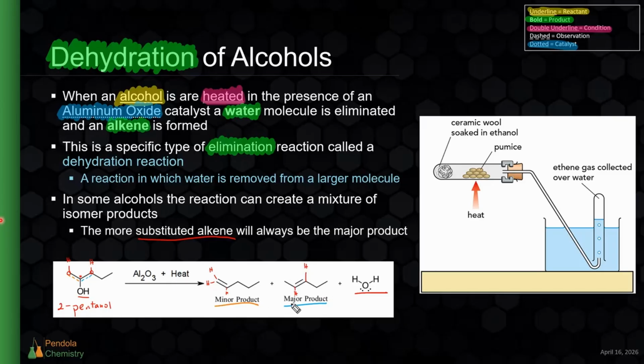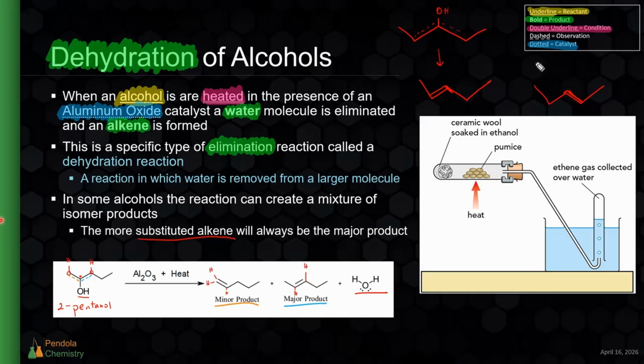So that's why this is a major product and this is a minor product. That's not always going to be the case. So if we had an alcohol, like this one, where the OH is in the middle, we would actually only get one product. Why? Whether we form a double bond here or here, we would get the same compound, which is this. Because the other option, this, is the exact same molecule.